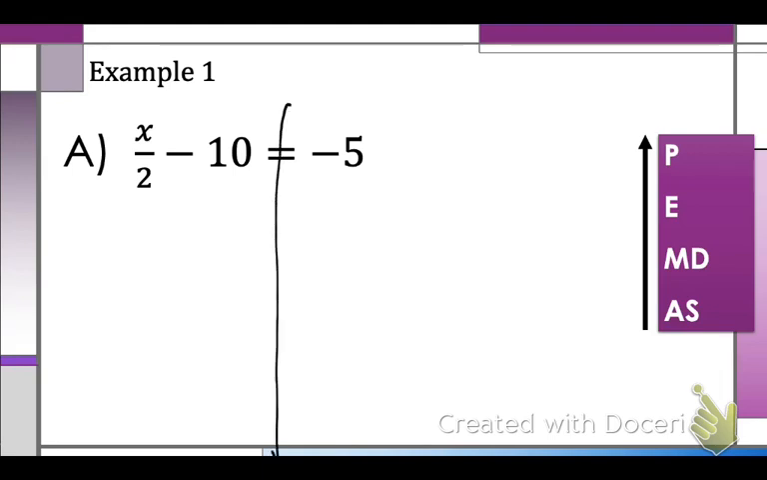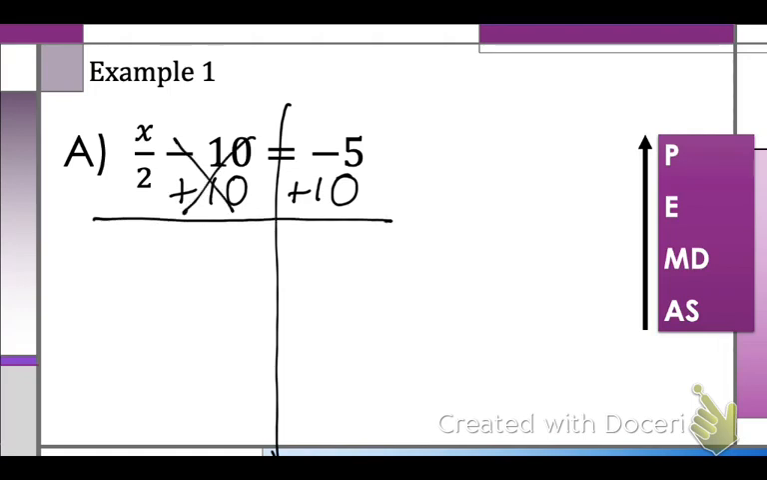So step 1 is undoing the addition or subtraction. We're like doing opposite of order of operations here. So the subtracting is the minus 10. And I'm going to undo that by doing the opposite operation. So I'm going to add 10 to both sides. These cancel. So I'm going to bring down what I have left over, which is the x over 2. Then I'm going to just add negative 5 plus 10 to get 5.